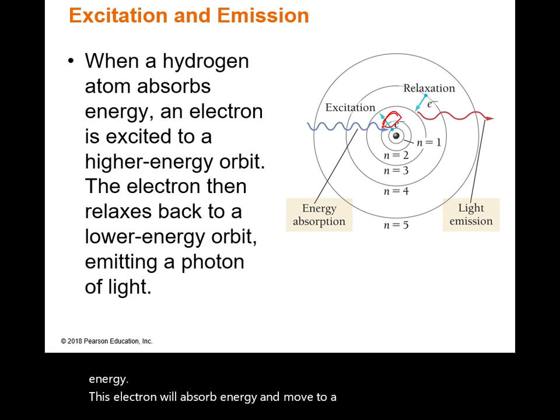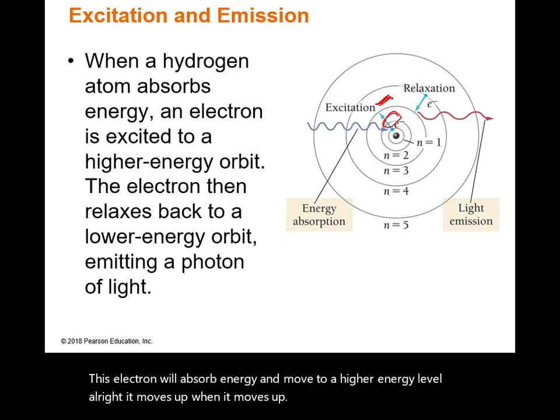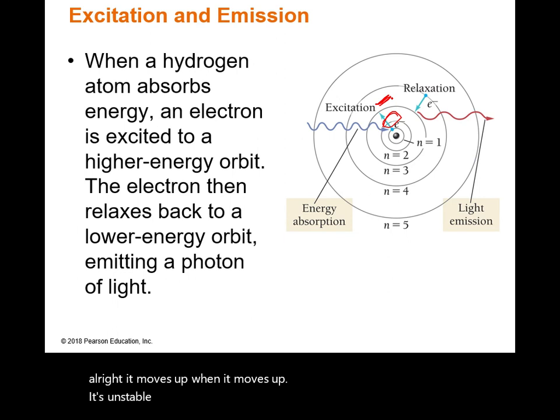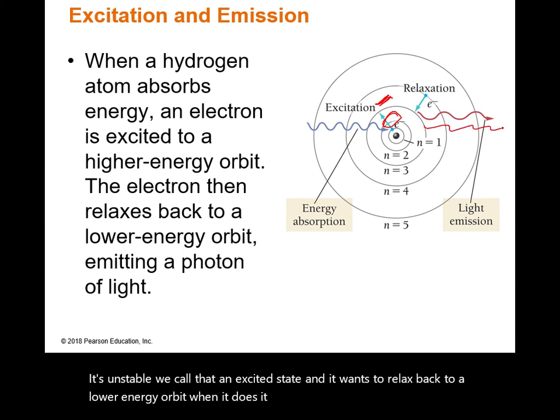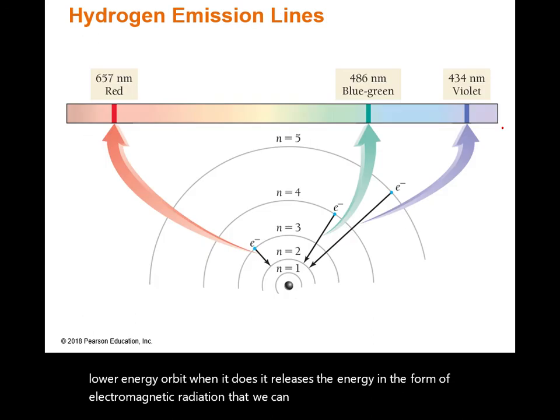All right, it moves up. When it moves up, it's unstable. We call that an excited state, and it wants to relax back to a lower energy orbit. When it does, it releases the energy in the form of electromagnetic radiation that we can see. For hydrogen, it does so this way.